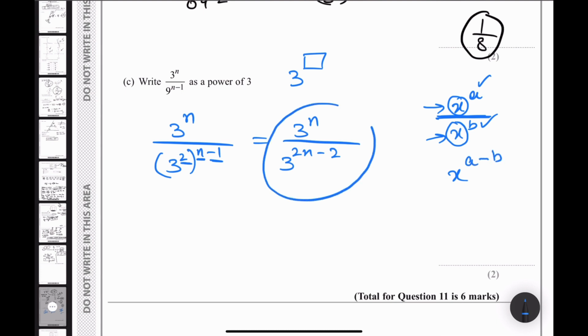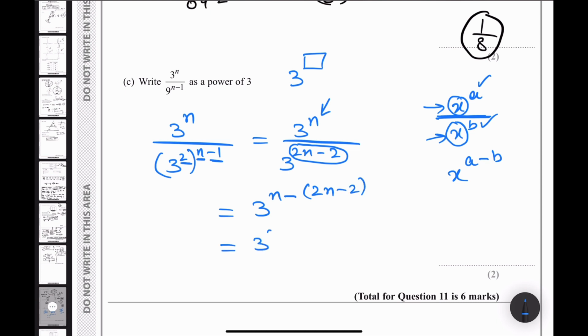So we'll apply the same concept on this fraction. The bases are same, that is 3, 3, but the exponents are different, so we'll just subtract them. So it will be written as 3 to the power of n minus, now I'll have to subtract this whole thing, so I'll write that in the bracket, 2n minus 2. So it'll become 3 to the power of n minus 2n plus 2. So n minus 2n is negative n, plus 2 as it is. So it can be written as 3 to the power of 2 minus n.